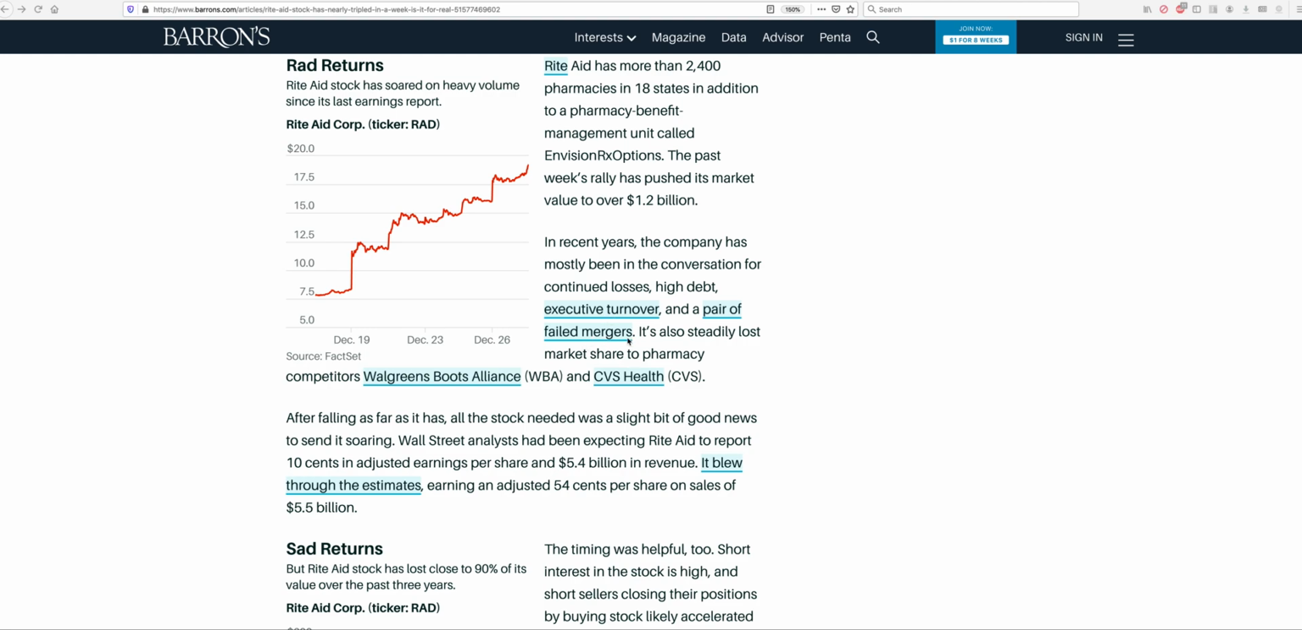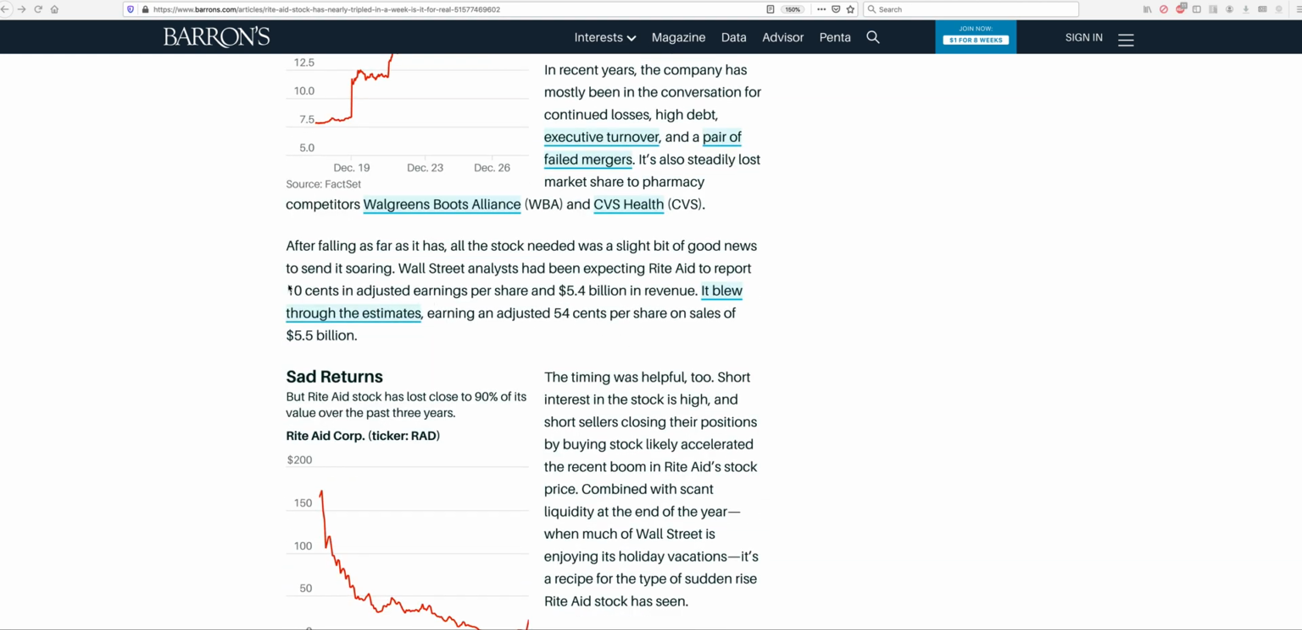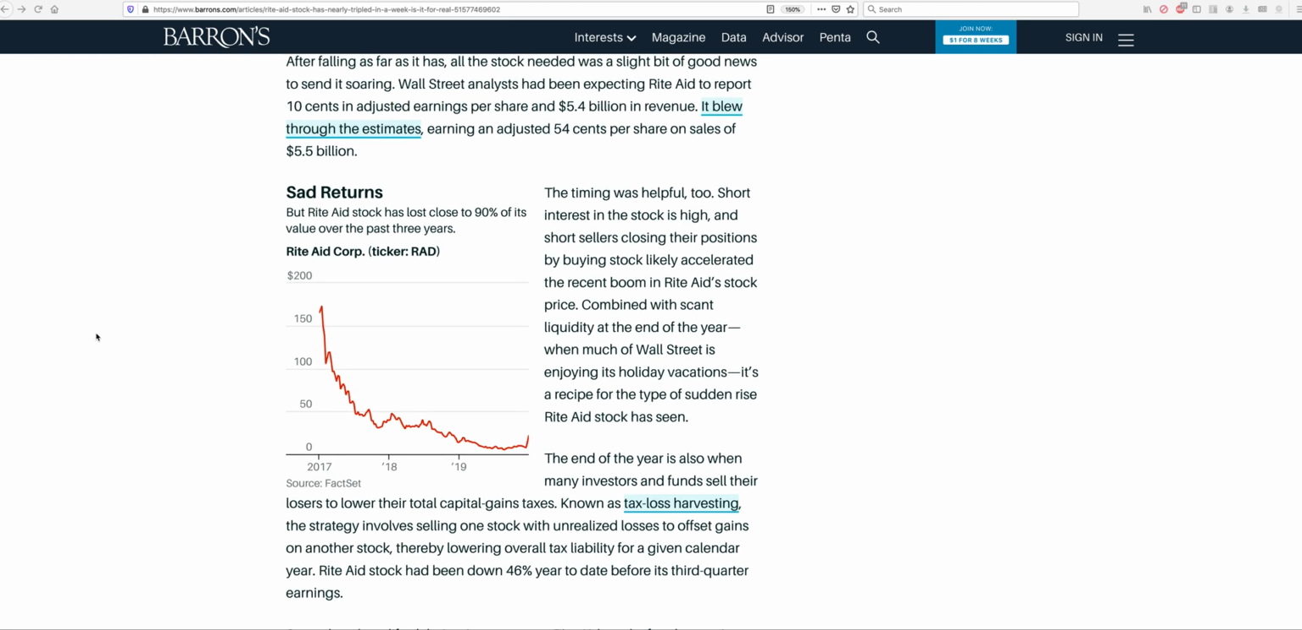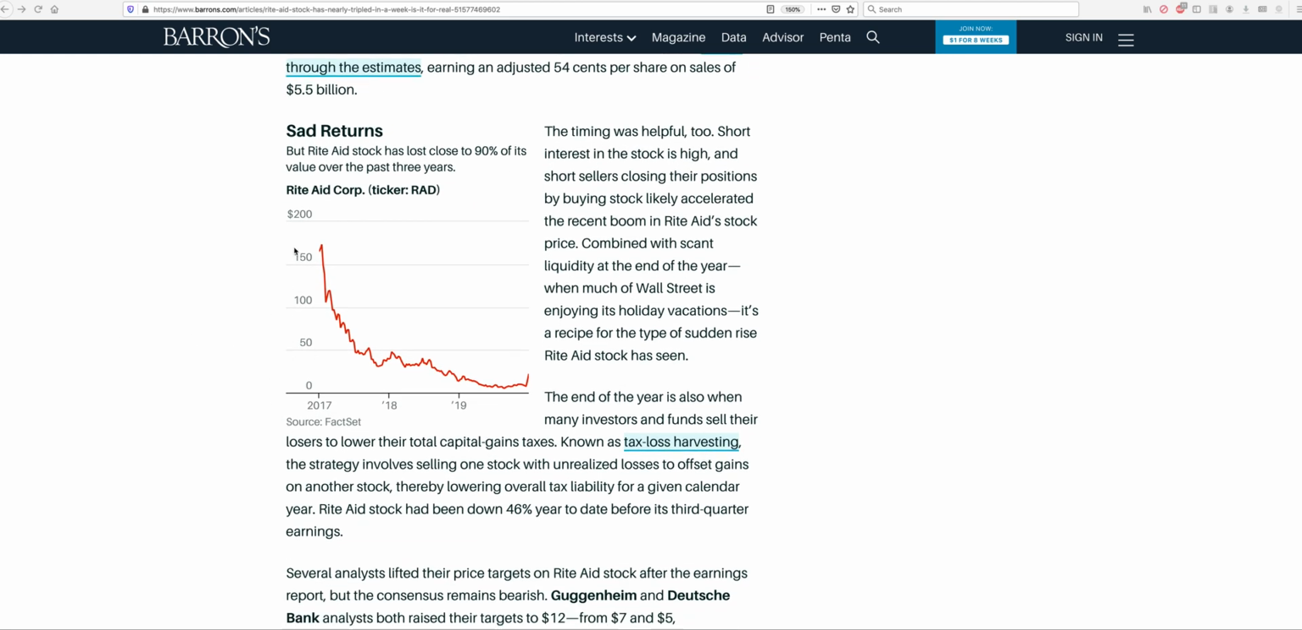Bad management. We understand that they had an estimate of 10 cents adjusted earnings per share on 5 billion in revenue. That was what they were forecasting. However, they did 54 cents a share on sales of 5.5 billion. So they exceeded the forecast. Now we look at another graph of their share price from 2017 to 2019. We're seeing a really rapid declining slope.